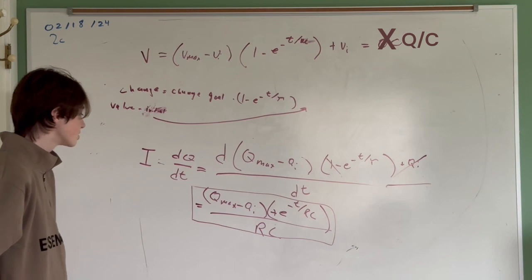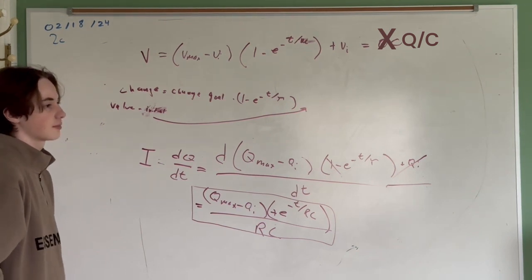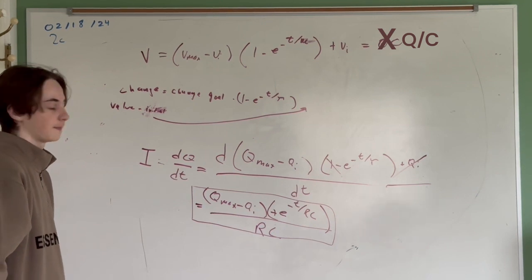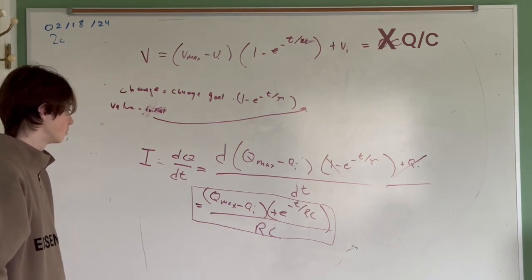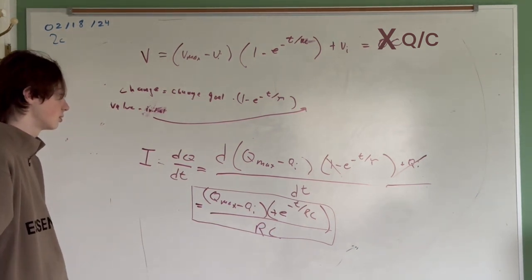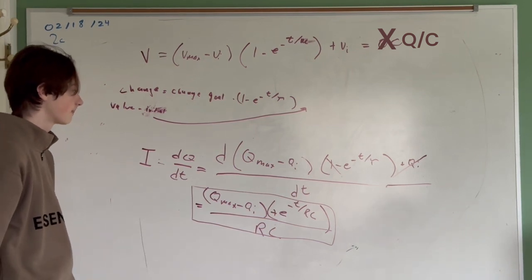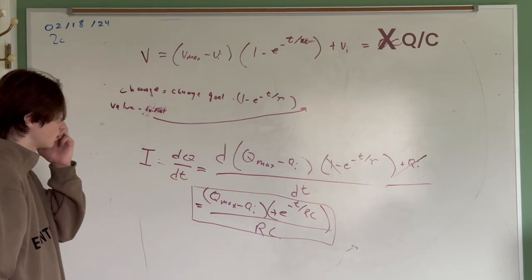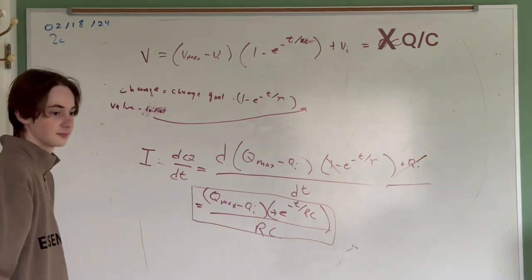Okay. So this is I. I is also a time constant equation. Where did the C go? There's no C. dQ equals Q times C. Oh, I'm stupid. This is volts. My fault.